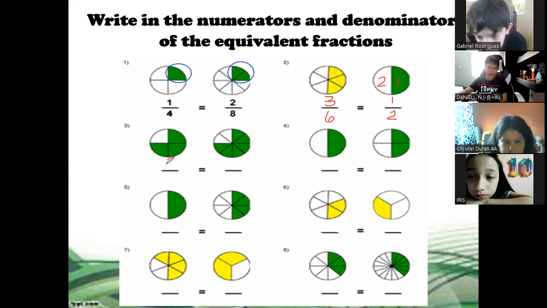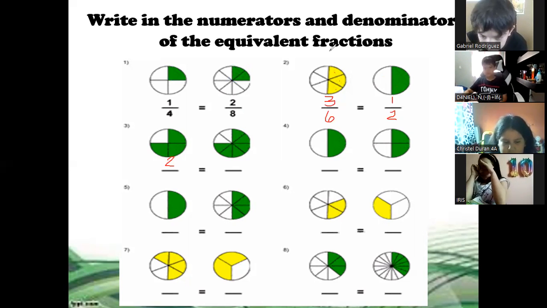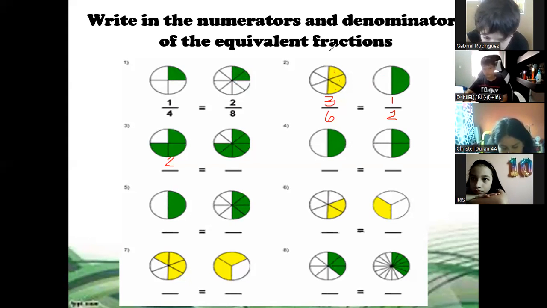You said 2. And the denominator, because remember a fraction has numerator and denominator. What is the denominator? Yes, Gabriel? One. This is your fraction. Okay. Well, no, it's not correct.